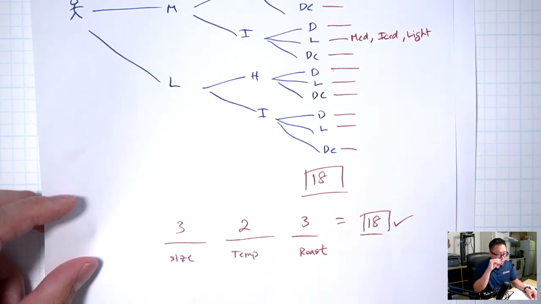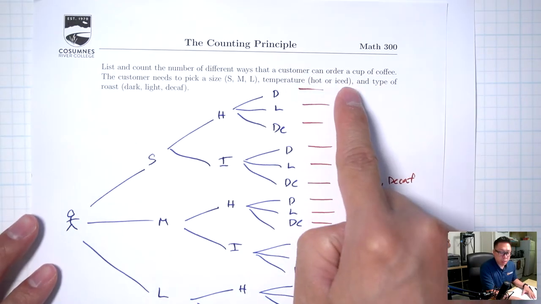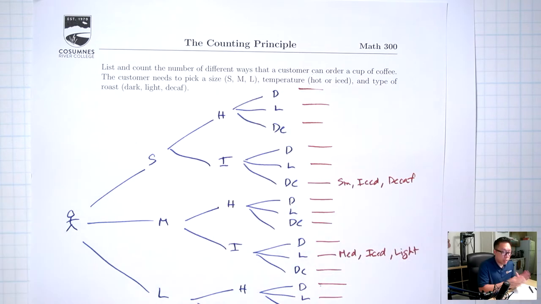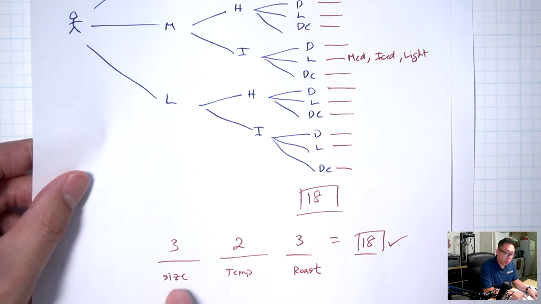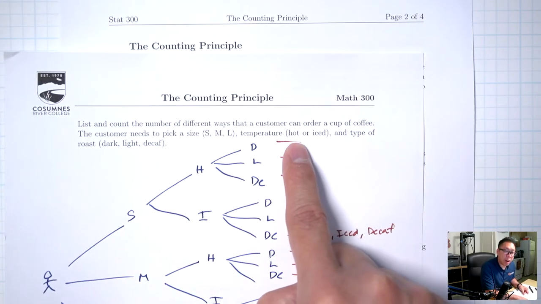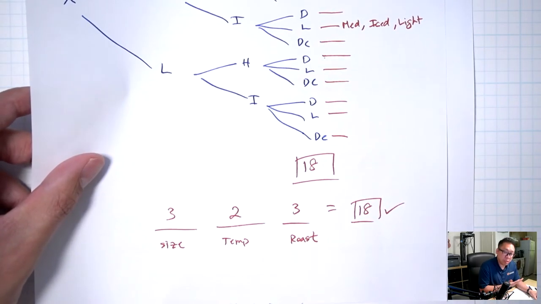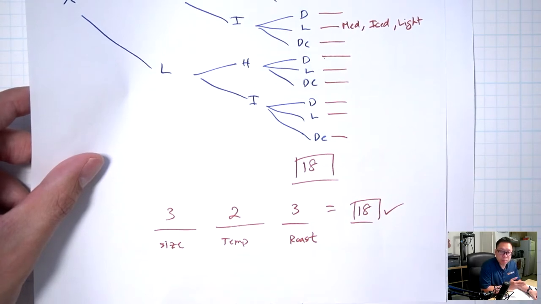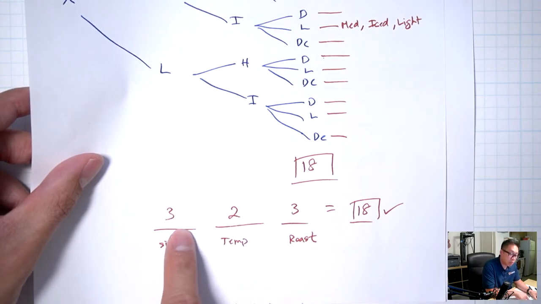Okay, so imagine a more complicated coffee shop where the iced drinks only come in medium or large, right? So in that situation, the number of options you have for temperature depends on what you chose for size. If you chose small for size, then you would only have hot as an option. So if I chose small, then I have one option for temperature, because our iced drinks don't come in a size of small. If I chose medium, I have two options. If I chose large, I have two options.